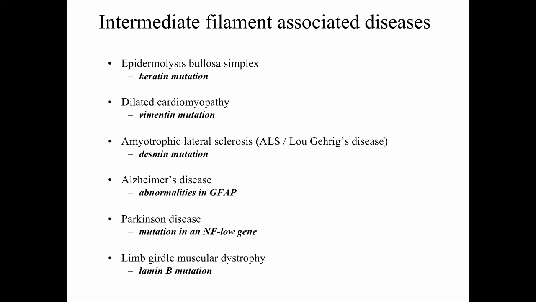Alzheimer's disease, there are abnormalities in glial fibrillary acidic proteins. These accumulate in glial cells. Parkinson's disease, there's a mutation in a neurofilament low molecular weight gene. A mutation in a lamin B gene causes limb girdle muscular dystrophy. So again, I put these up just to highlight for you that mutations in the genes that code for intermediate filament proteins are clinically very relevant, and you'll encounter some of these in your training in pathology, and depending on your area of specialization, you'll encounter these in your clinical training later.